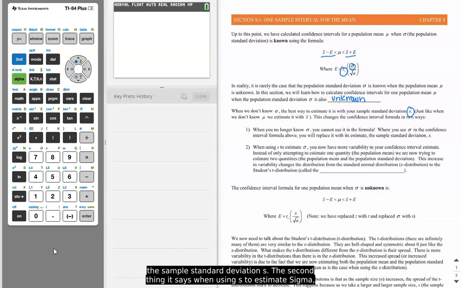The second thing, it says when using S to estimate sigma, so you are using the sample standard deviation to estimate the population standard deviation, you now have more variability in your confidence interval estimate. Instead of only attempting to estimate one quantity, the population mean, we are now trying to estimate two quantities, the population mean and the population standard deviation. This increase in variability changes the distribution from the standard normal distribution, or z-distribution, to the student's t-distribution, called just the t-distribution.